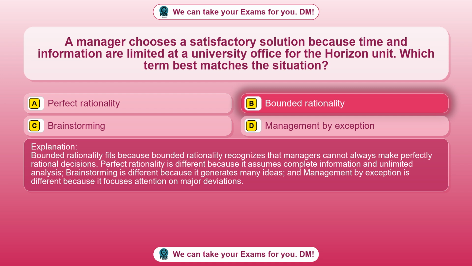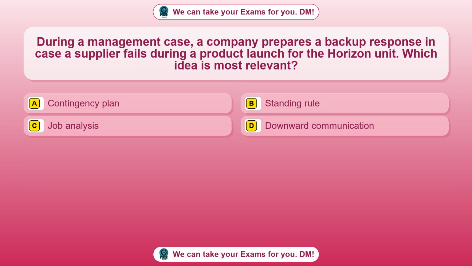Bounded rationality fits because bounded rationality recognizes that managers cannot always make perfectly rational decisions. Perfect rationality is different because it assumes complete information and unlimited analysis. Brainstorming is different because it generates many ideas, and management by exception is different because it focuses attention on major deviations.